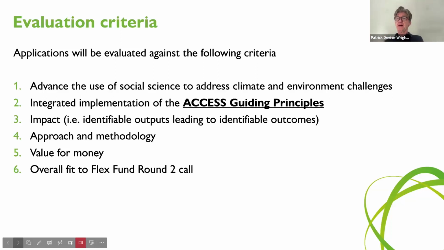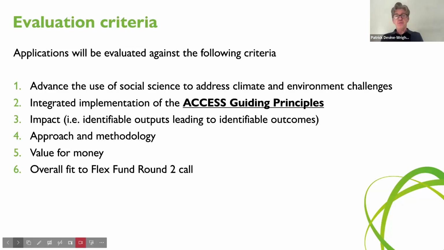Impact is crucial for these ACCESS projects. And what we mean by that is that we would like you to be really clear what the outputs of the research are going to be and how you think those outputs are going to lead to outcomes or impacts. So that trajectory of change, that trajectory of impact from output to impact, must be very, very clear in the documents. We want to be absolutely sure what you're trying to achieve and how you're going to do that with outputs. We will score the approach and methodology that you are planning to utilize.